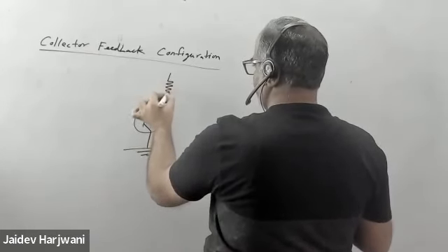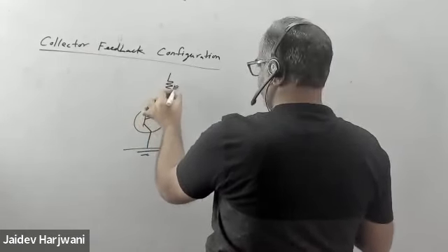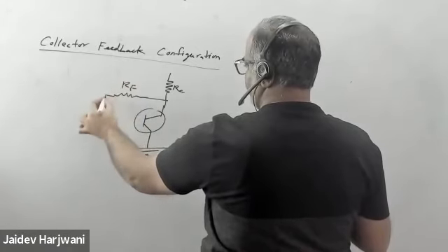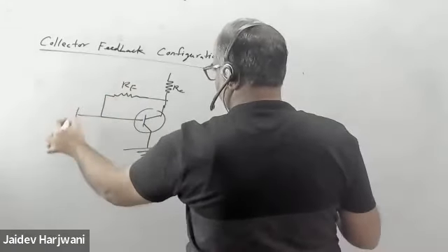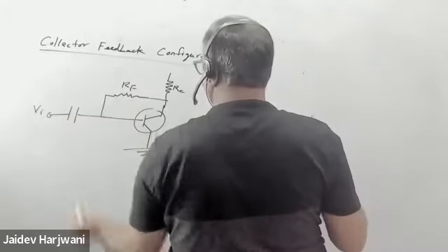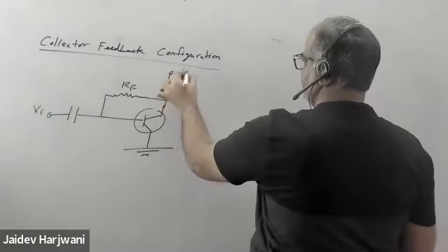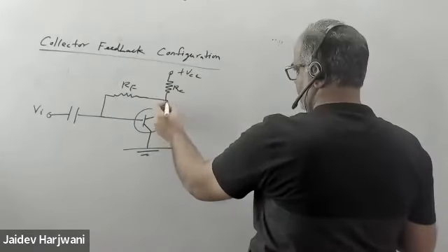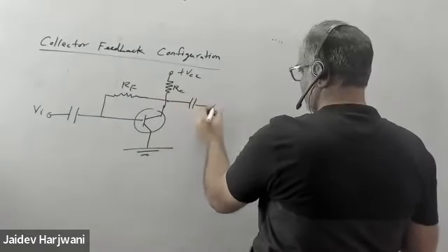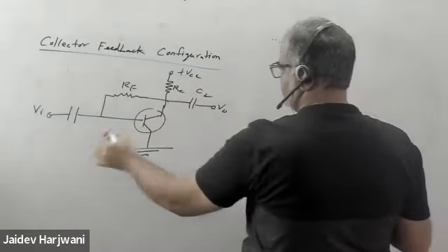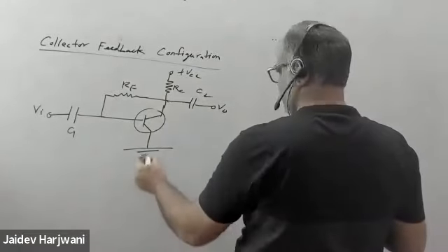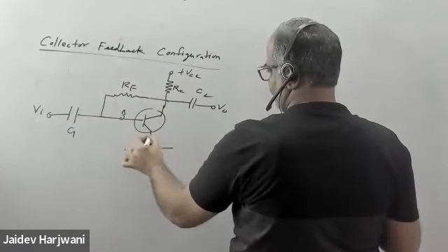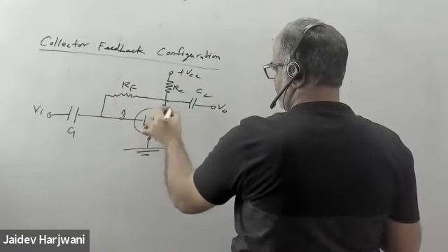You have here RC, and from RC some feedback comes through RF, and this RF is connected here. You have V input here. You are applying plus VCC. And here you have a capacitor, V naught. This is C2, this is C1. This is your base, emitter, and this is your collector.